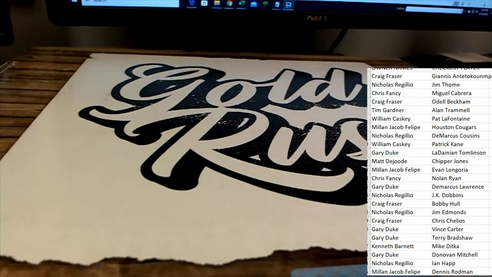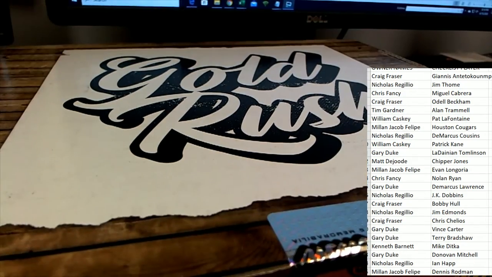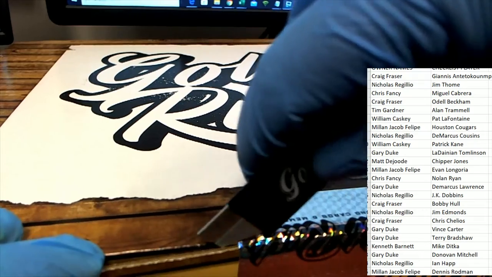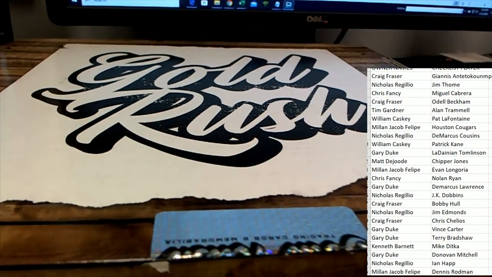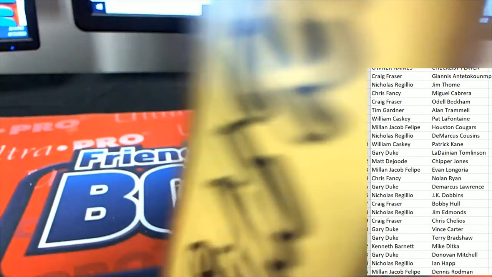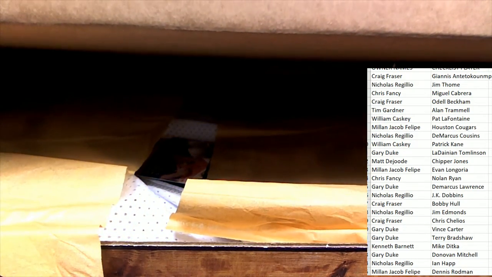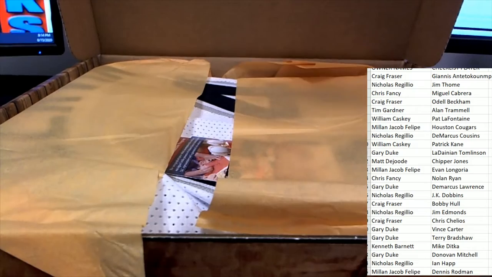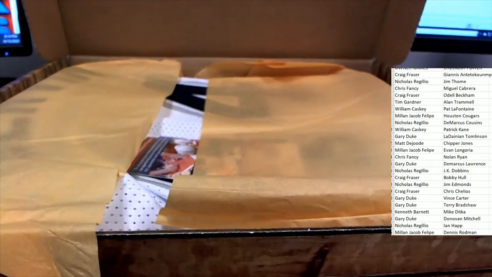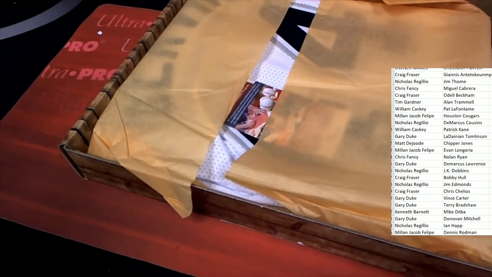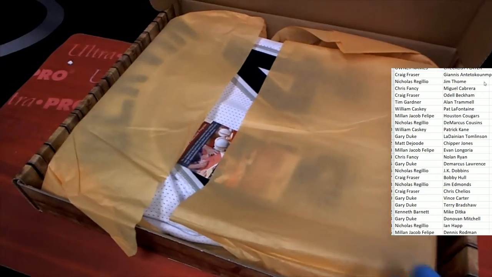All right, what's it going to be coming out in Gold Rush? Jersey rip. Good luck, everybody. What is it? Who is it? What's it going to be? What do we have here? What do we have?